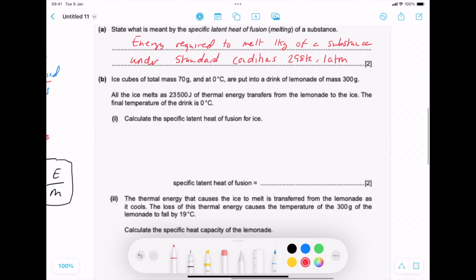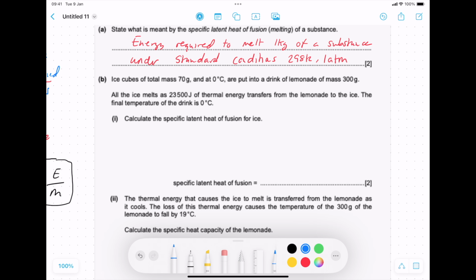Right, ice cubes of total mass 70 grams and at 0 degrees C are put into a drink of mass 300 grams. All the ice melts. 23,500 joules of thermal energy transfers from the lemonade to the ice. The final temperature of the drink is 0 degrees C. Calculate the latent heat of fusion of ice.